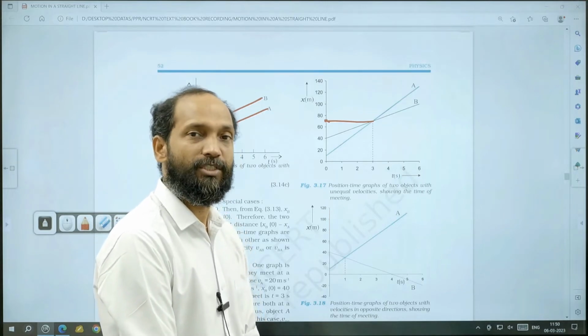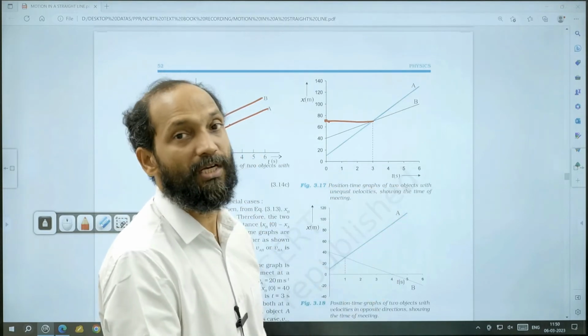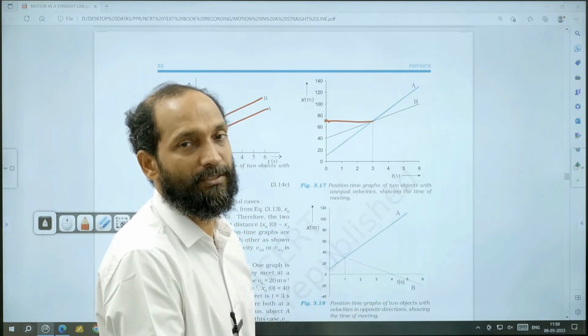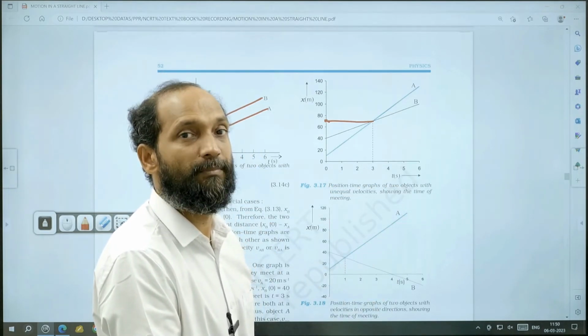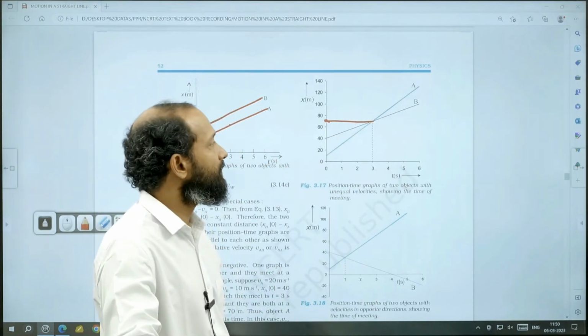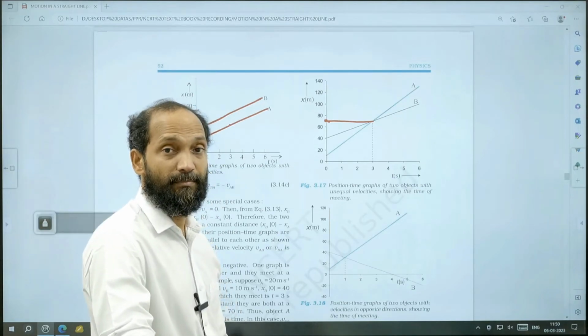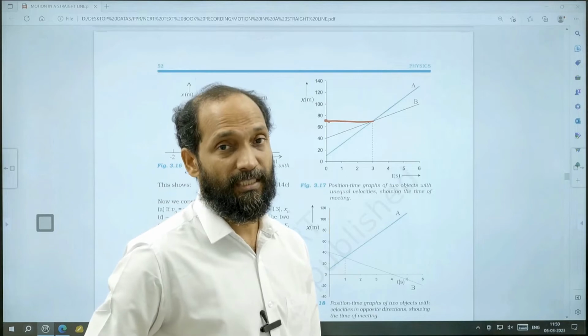These type of questions may be asked. Statements may be coming based on these graphs. Interpretation of graphs and tables is very important. So at 3 seconds, A overtakes B. At every instant of motion, A is faster than B. At no instant is B faster than A.